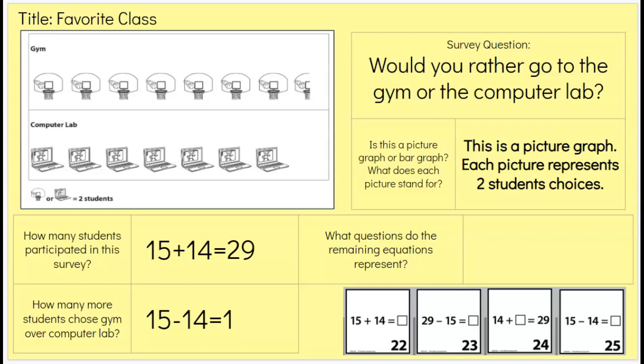All right, let's look at our last question for our last graph. What questions do the remaining equations represent? Now, if we look down here, these are the last two equations we haven't used. Think about the numbers. Think about our picture graph. What do these equations represent?